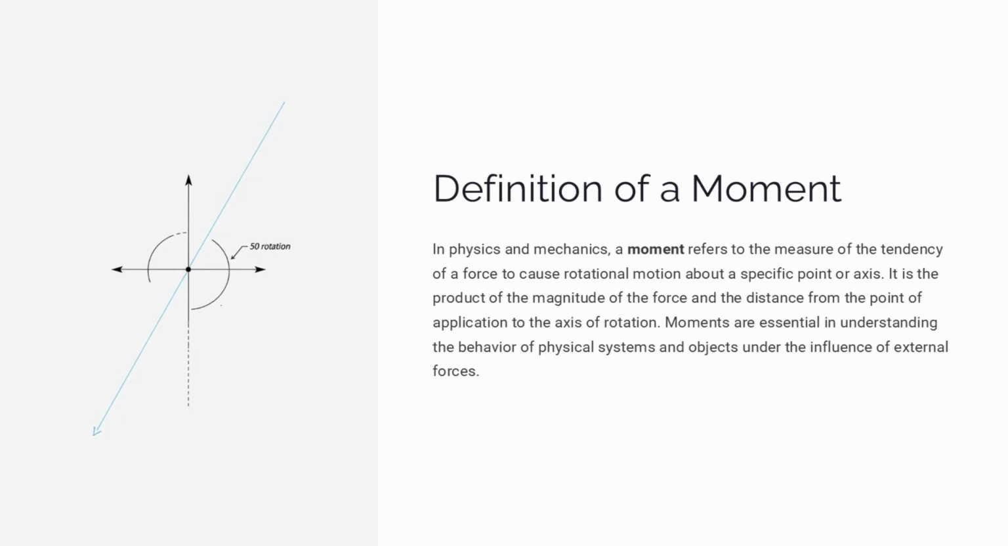A moment is a measure of the tendency of a force to cause rotational motion around a specific point or axis. It is calculated by multiplying the magnitude of the force by the distance from the point of application to the axis of rotation. Moments are crucial for understanding how physical systems and objects behave when subjected to external forces.